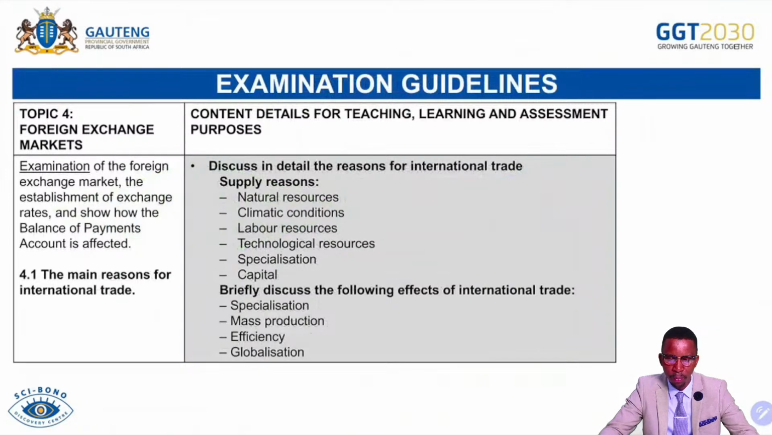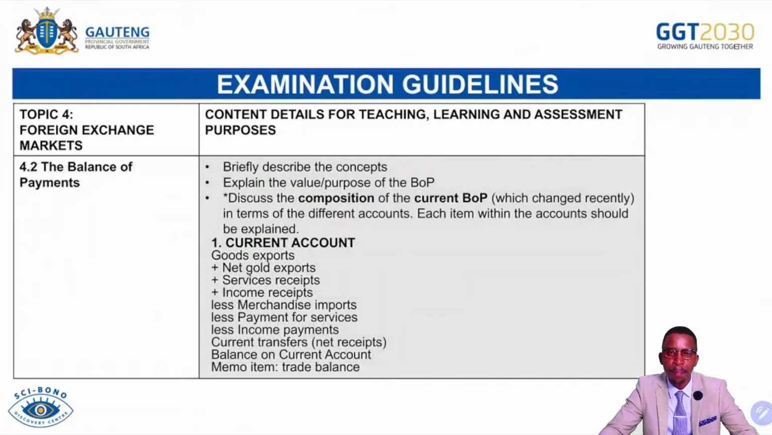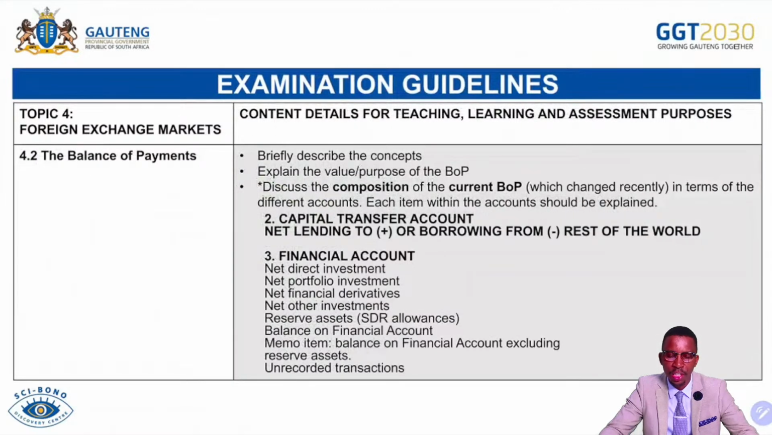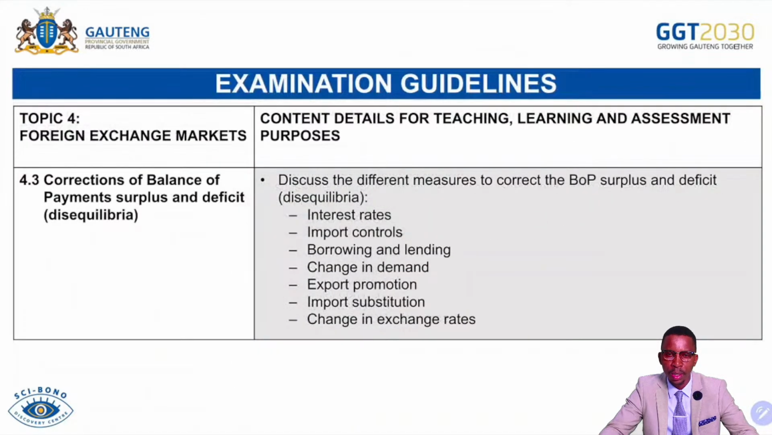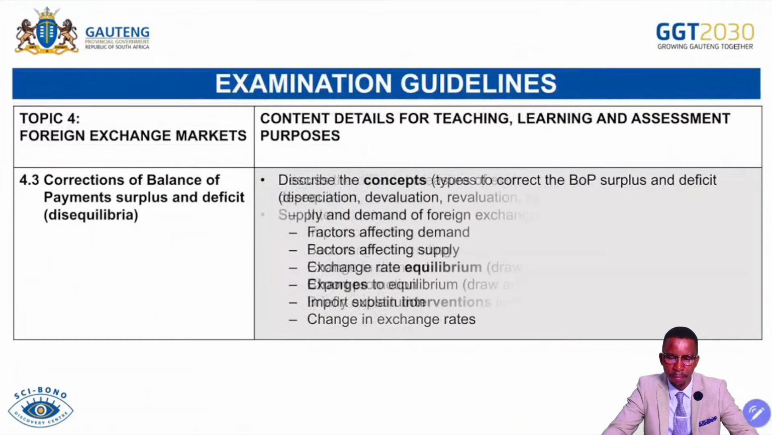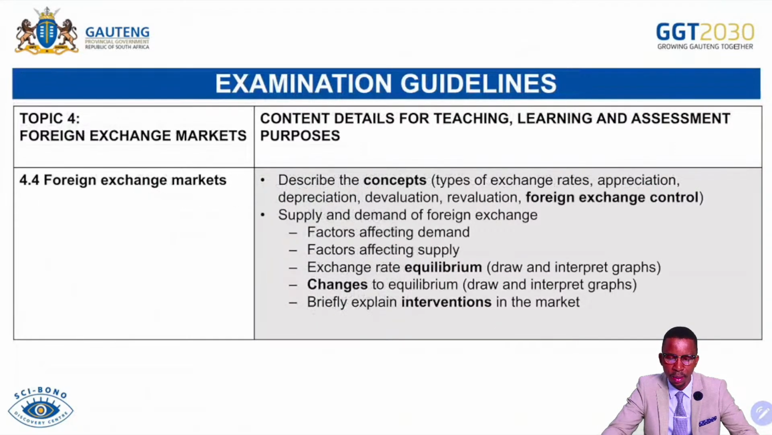And then also the effects of foreign trade were explained last week in our lesson. And then the balance of payments was also explained from the current account, capital transfer account, as well as financial account. It was discussed last week. And then we also corrected balance of payments disequilibrium using all of these concepts. Then our focus today is on the foreign exchange market.